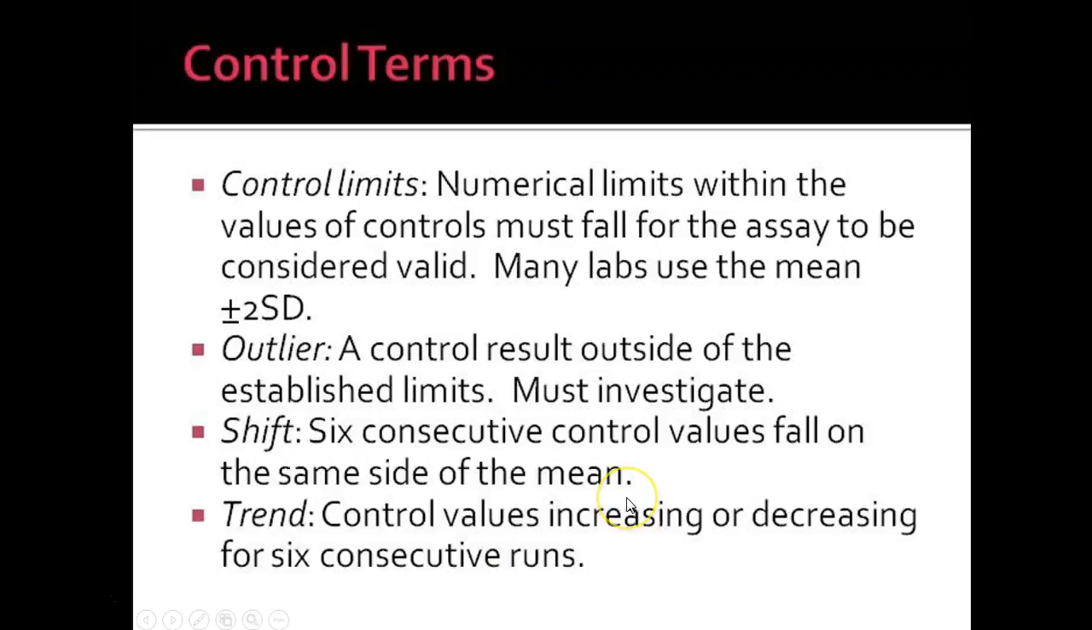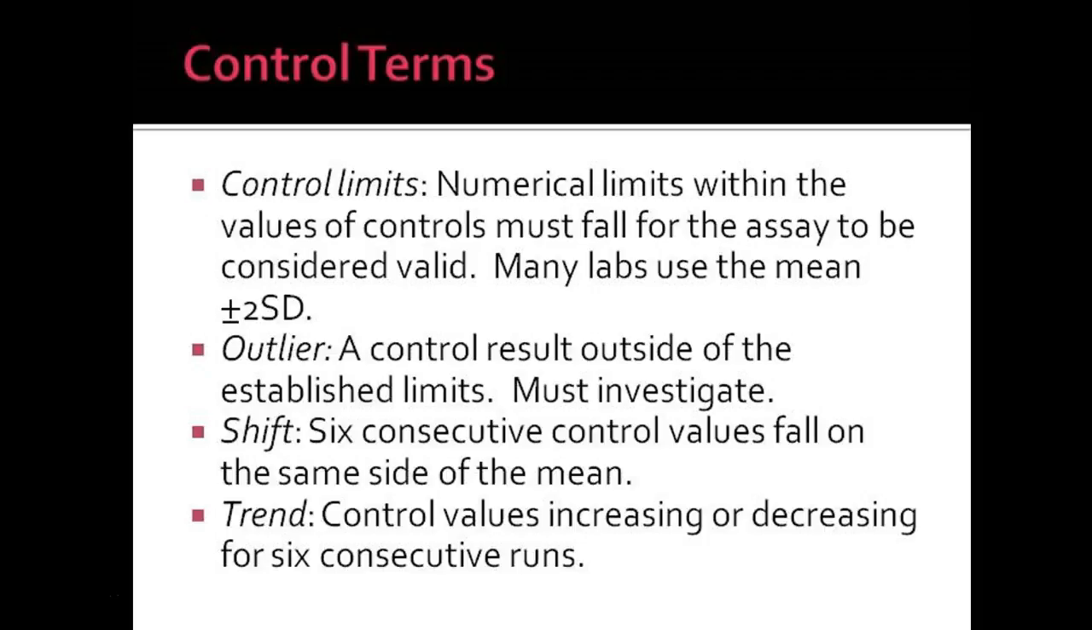So the control limits are those numerical limits within the values of controls that they must fall in for the assay to be considered valid. Most labs use +2 to -2 standard deviations. Next, we'll look at outliers, shifts, and trends. An outlier is a crazy result. You have to investigate it, but let's say it just totally jumps off the charts.